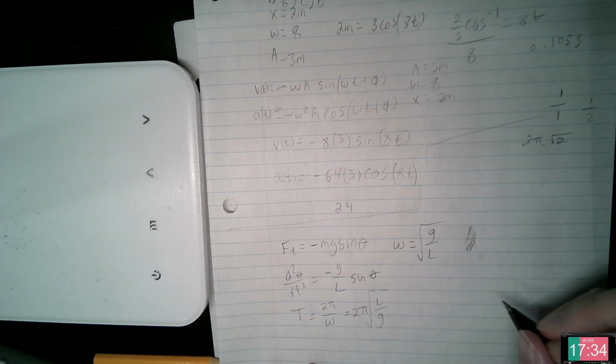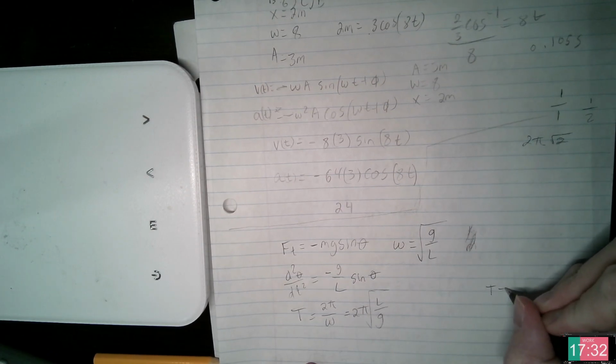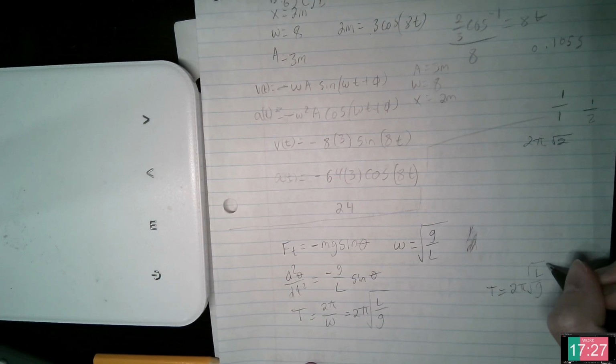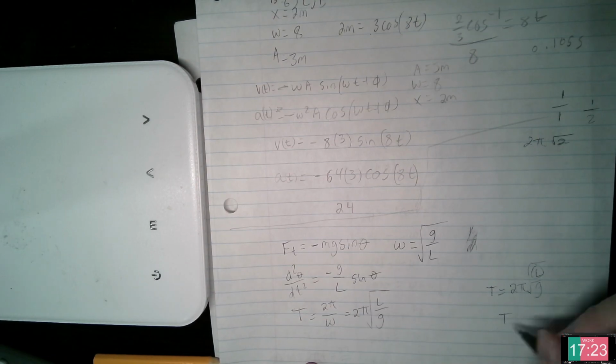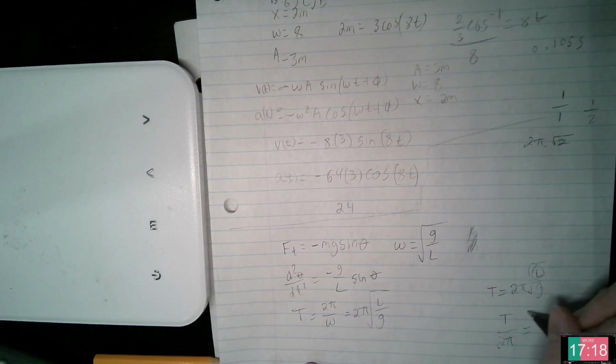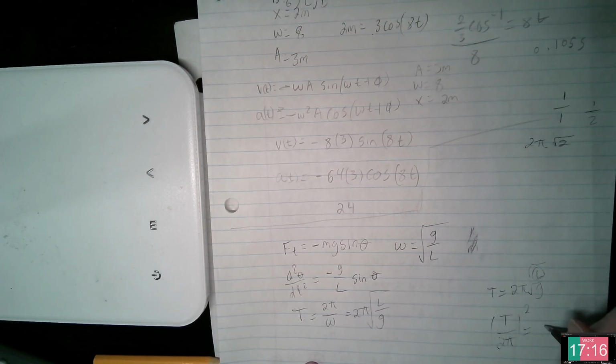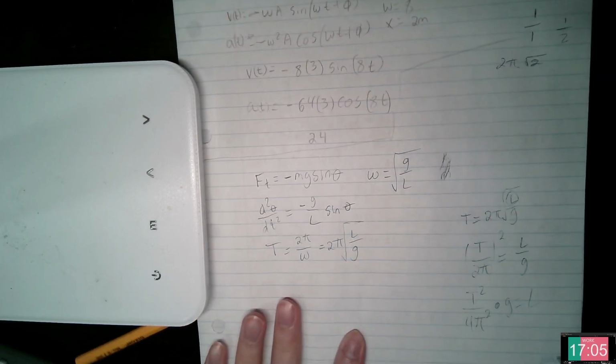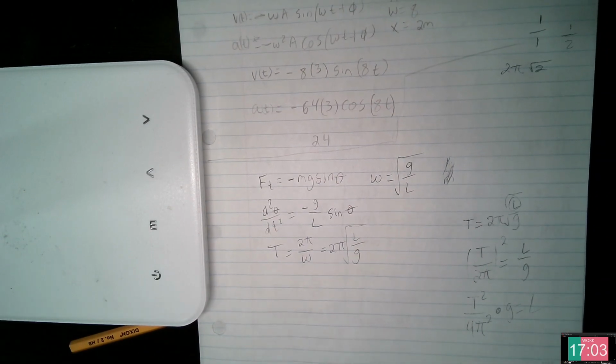Alright. Christian Huygens. T equals 2 pi square root of L over g. We're isolating for L, so T over 2 pi equals, now you square it. Now you have L over g, and now you multiply by g. T squared over 4 pi squared times g equals L. That's how they got the answer.